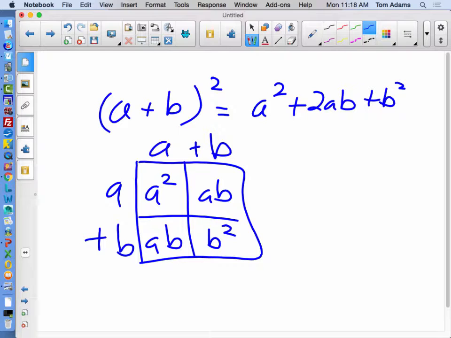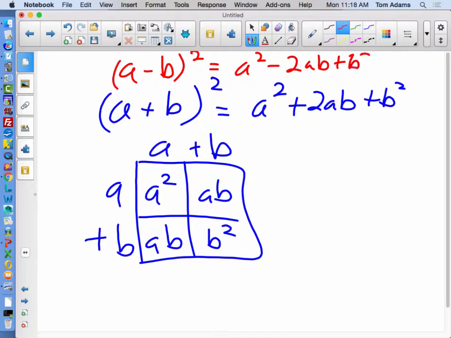Okay. And then if you change this to a minus b squared, you get a squared minus 2ab plus b squared.